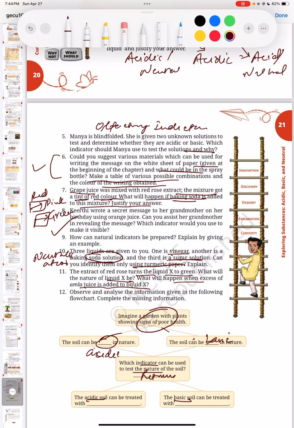The way it usually works is that you take the soil, put it in water and dissolve it. Anything acidic or basic in the soil gets dissolved in water. Now you can take blue or red litmus and dip it in that solution, and it will change color accordingly. Now the acidic soil can be treated with lime, and the basic soil can be treated with manure, or decomposing matter.